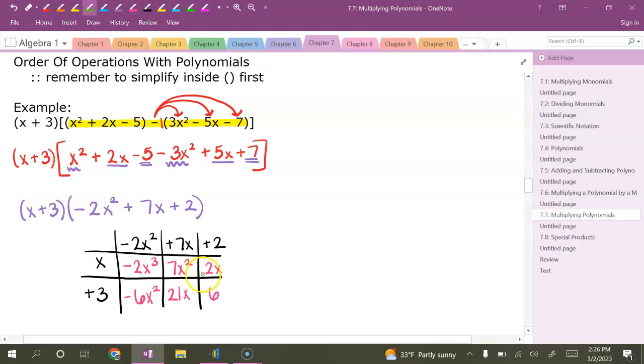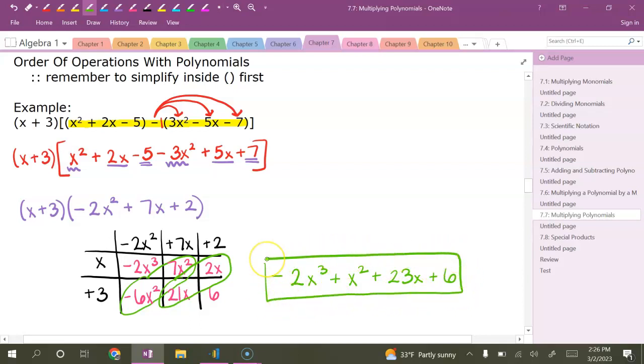And then if I try to combine my like terms, I'm going to have a negative 2x to the third, an x squared when I combine these two together, a 23x, and a plus 6. So nothing new as far as the things that we had to do. We've done all of these things before. We've added and subtracted. We've multiplied polynomials, and we've combined like terms. So I'm just taking all the things that we've been doing recently and applying it to one big problem.